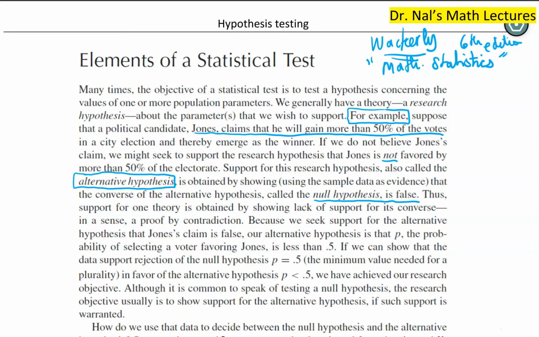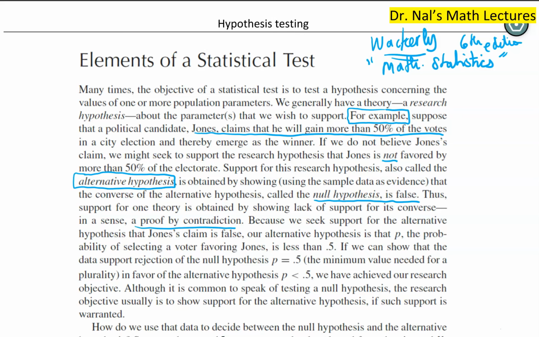That's what we want to find the evidence for. Thus, support for one theory is obtained by showing lack of support for its converse. So the way we will explain our point of view, the alternative hypothesis, is that we will refute the null hypothesis. We will falsify the null hypothesis. It's kind of a type of proof by contradiction.